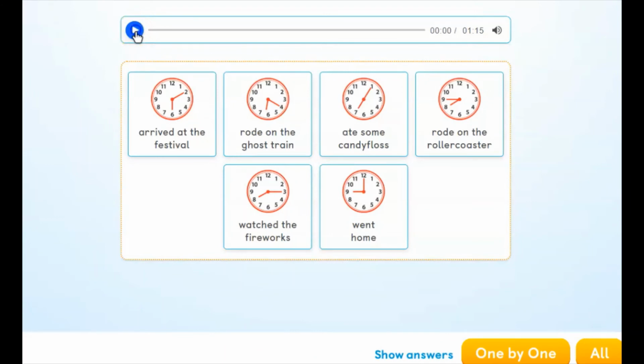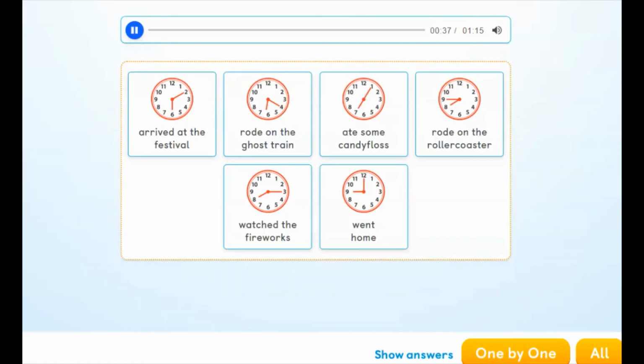Okay, let's listen. Hey Paul, did you go to the festival yesterday? Yes, I did. It was fantastic. What time did you arrive at the festival? I arrived at 10 past 6. Did you ride on the ghost train? Yes, I did. It was brilliant. What time did you ride on the ghost train? I rode on the ghost train at quarter past 6. Did you eat any candy floss? Yes, I did. I ate some candy floss at 5 to 7.